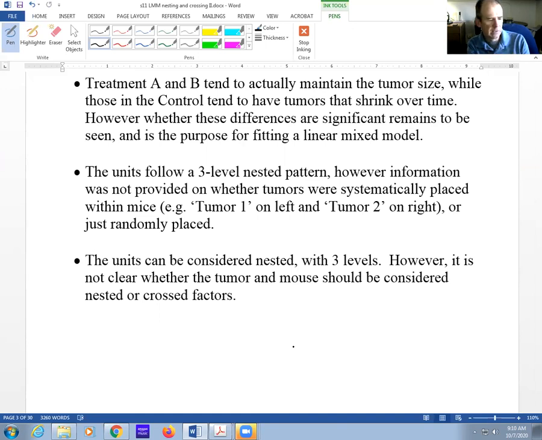One of the issues with this data set, though, was that the design of the experiment was explained to me through somebody else and not through the PI. So this can have a big impact on how we do the analysis. I wasn't sure whether there was a systematic way that the tumors were placed within mice. For example, maybe they put tumor 1 on the left side and tumor 2 on the right. Or they put a tumor in one part of the body, the back, and then one in the front or the head or something like that. That wasn't described to me.